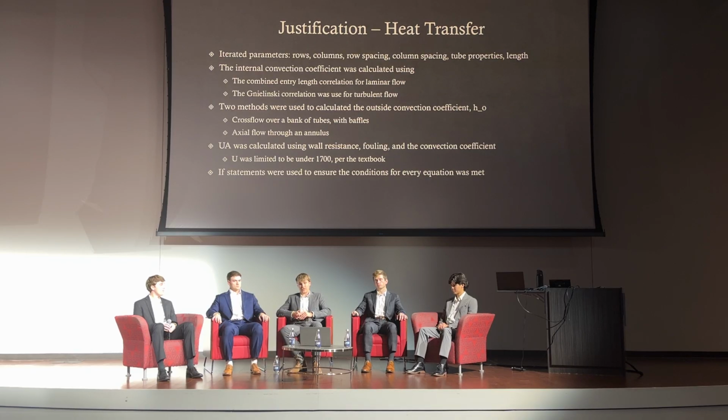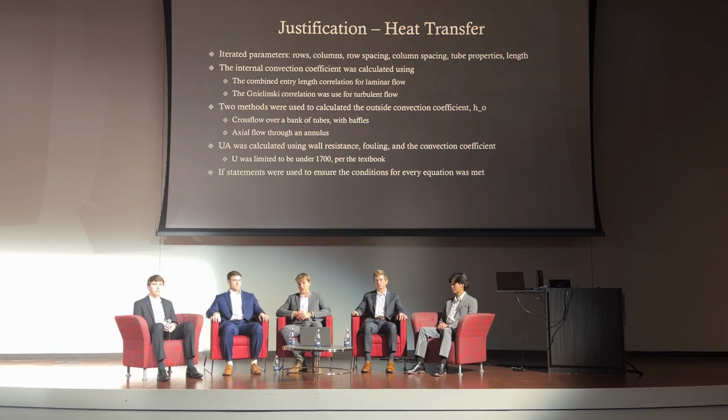Then moving on to the outside convection coefficient, things got a little hairier here. We first went with the cross flow over a bank of tubes correlation, as we believe this would be the most accurate if cross flow was induced by baffles. However, we weren't able to simulate hundreds of tubes and the baffles in ANSYS, so we changed things up and also did calculations for axial flow through an annulus. We calculated UA using wall resistance, fouling, and the convection coefficients. We made sure to limit U to not be over 1700 as mentioned in the textbook.